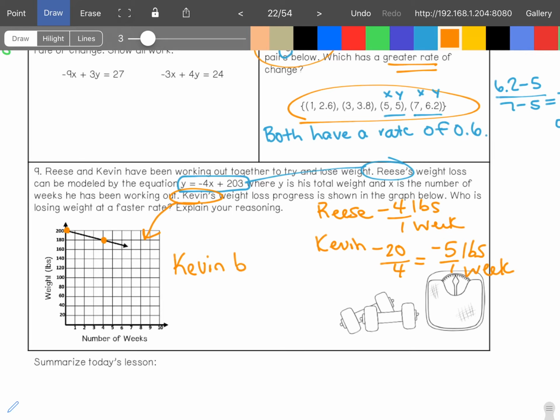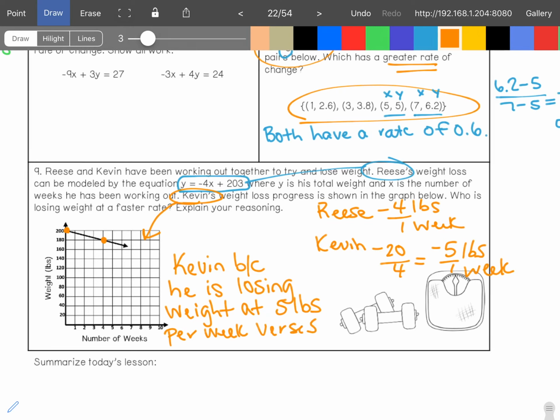Kevin, because he is losing weight at 5 pounds per week versus Reese at 4 pounds per week. Good. All right, very good.